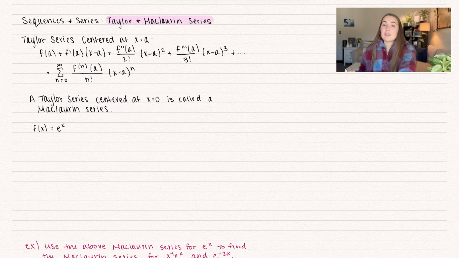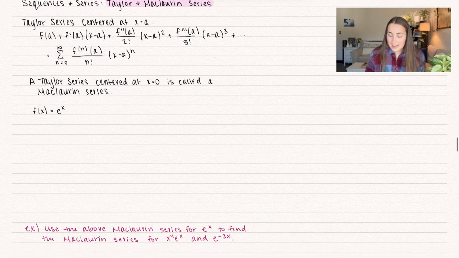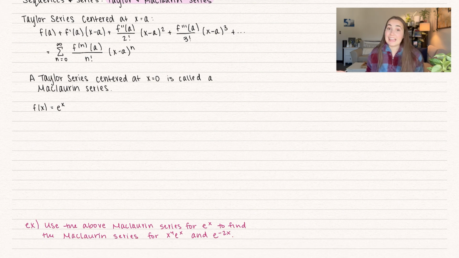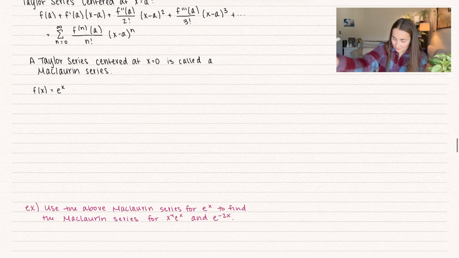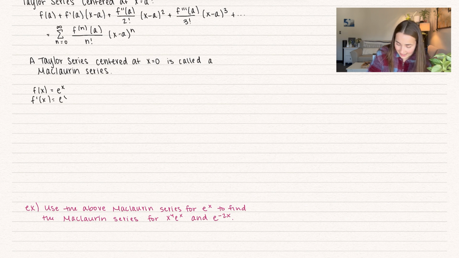So the first thing that you want to do when you're going to look for the Taylor series expansion is you want to take all of the derivatives. E to the x is simple, right? Because we get f prime of x is equal to e to the x. The second derivative is equal to e to the x, right? So we're going to just keep going with that.